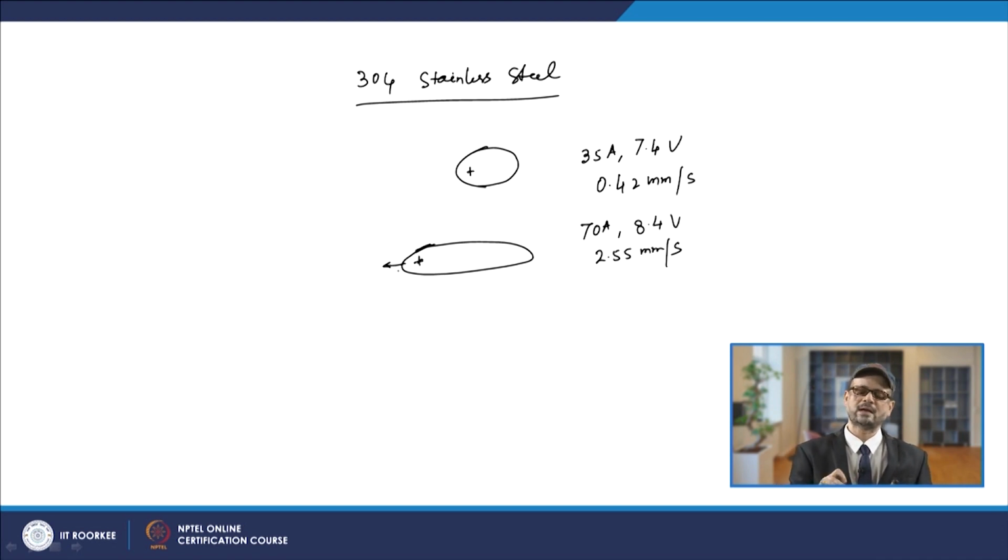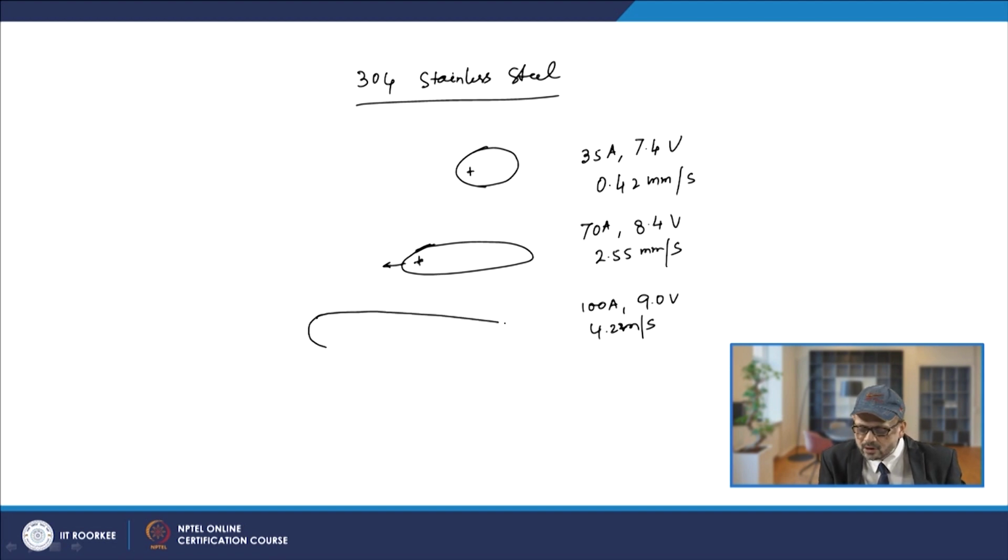The pool earlier was elliptical and now it is elongated, and if you further increase the current to 100 ampere, the voltage to 9 volt, and the velocity is further increased to 4.2 mm per second, it is the work by Smolik that is reported. Then in that case your pool goes like this. The pool will become in the shape of a teardrop.